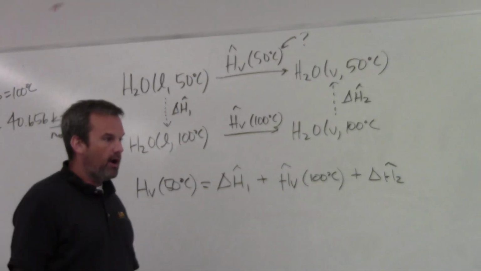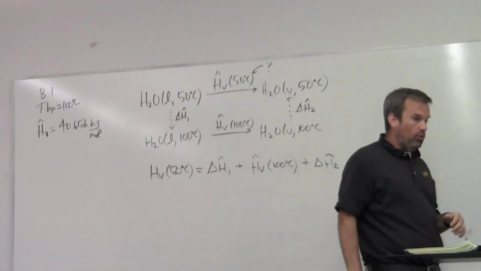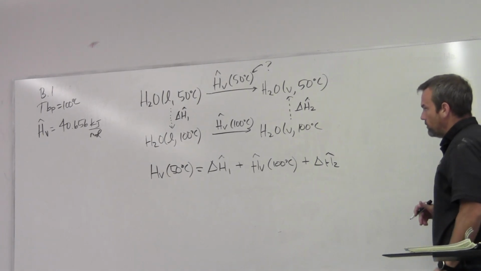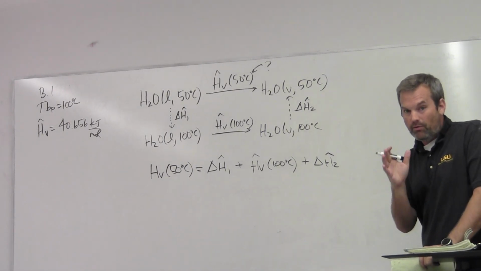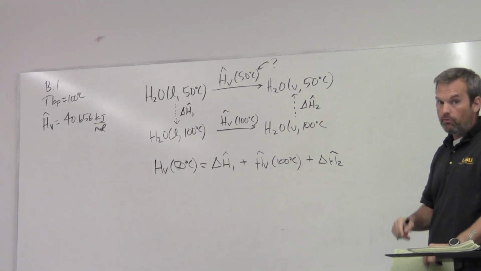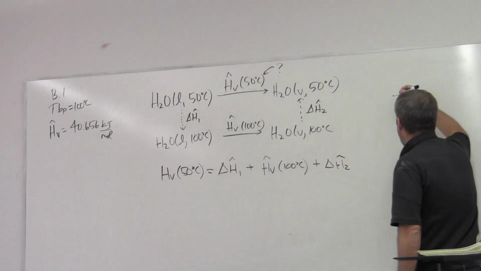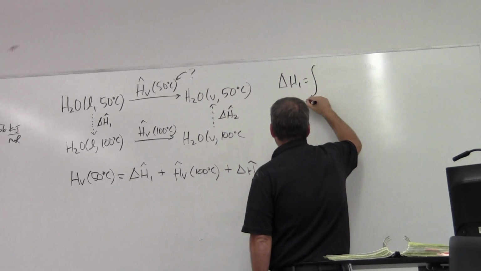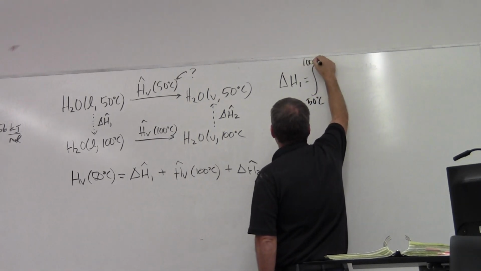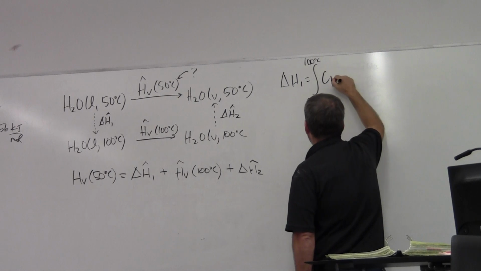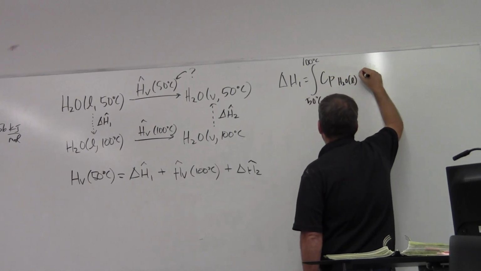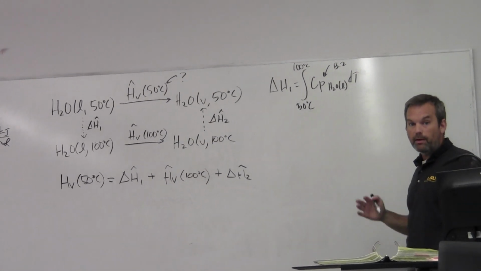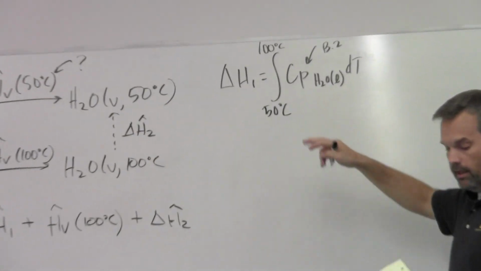All right, so now I just solve these three. So delta H1, the problem statement told me to use table B2 and B8 the first time I do it. So I'm going to get H1 with B2. I would never do this, right? I would use the steam tables. But because it told me to use B2, I'm going to use it. So delta H1 equals the integral from the initial temperature, 50 degrees Celsius, to the final temperature of 100 degrees Celsius for the Cp of liquid water dT. I got that from B2. So I looked that up in B2 and I integrate that heat capacity.